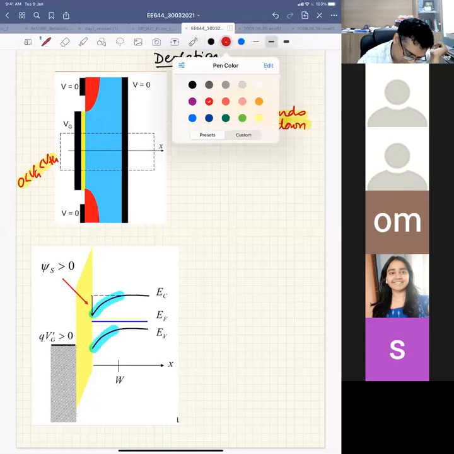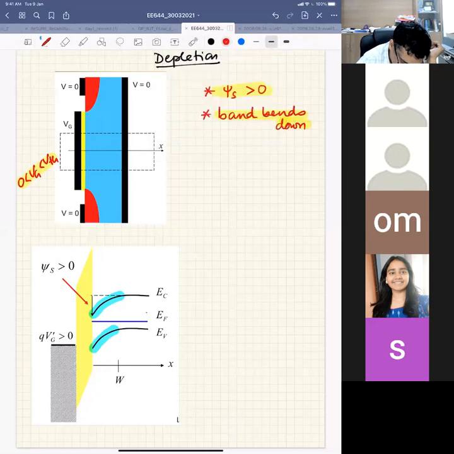So here also I could draw EI. EI is always at the middle. So you see your EI will also bend downwards, right? So this is also your Q psi s. Whatever the band bending at the surface, it is always Q times psi s.